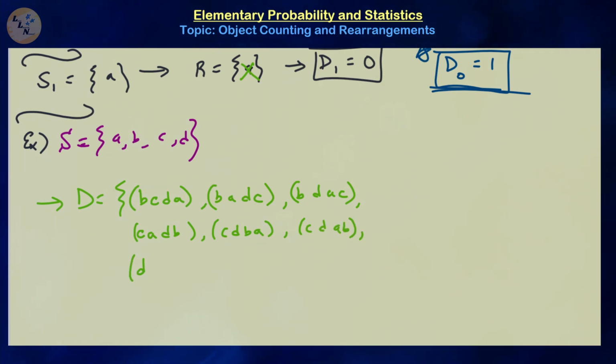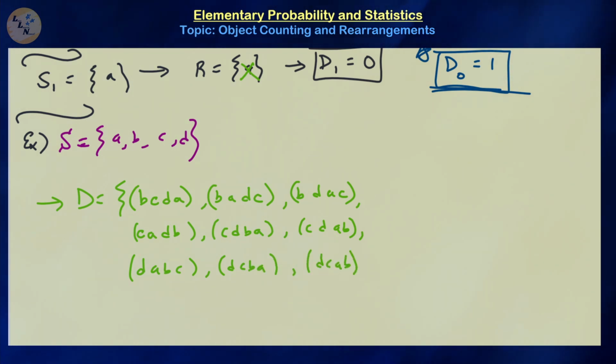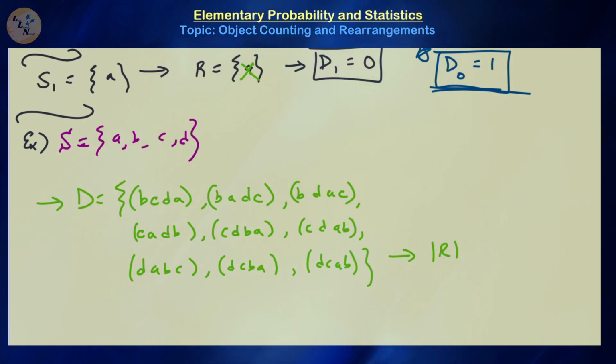So what about D in position 1? We could have D, A, B, C. That's the obvious one. Then we could have D, C, B, and A. And lastly, D, C, A, and B. Is that all? You can take a moment to figure out that that is actually all of them. So the number of rearrangements in this particular set, let's call it D.